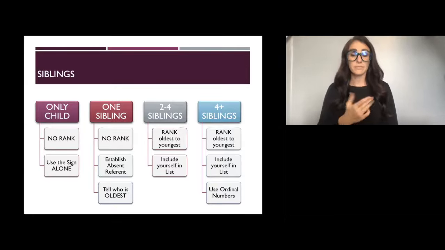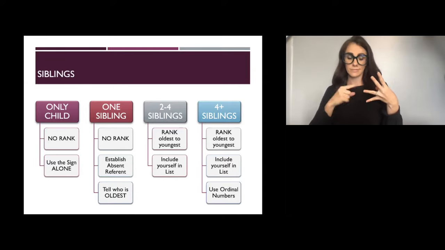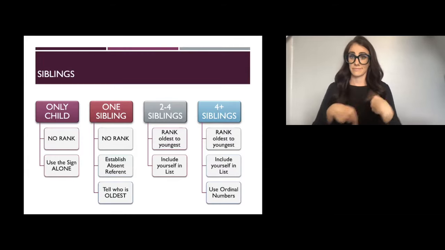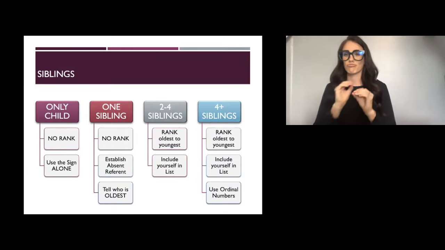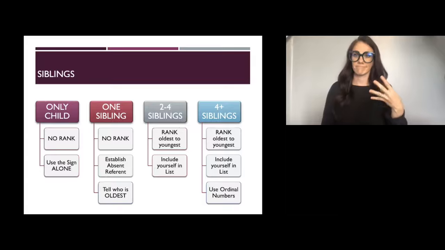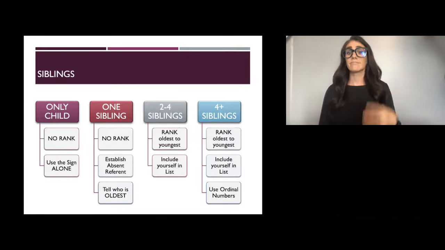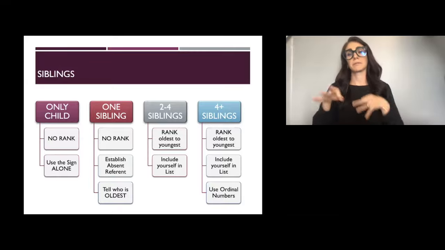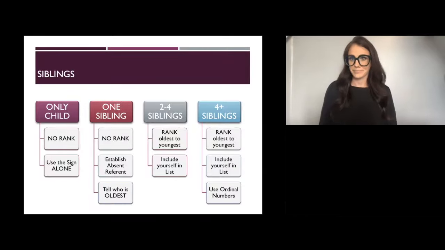So for example, I have 3 sisters. So my list would have 4. I'm third, which is the best place to be. So what I would sign is me have 3 sister, no brother, set up my list, reference where I am. And then I can describe my sisters or brothers' ages and other things.